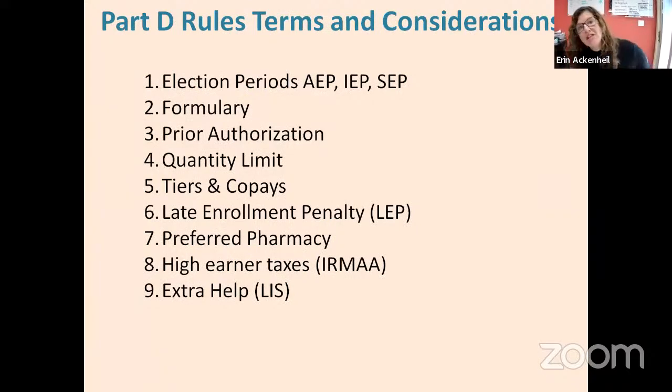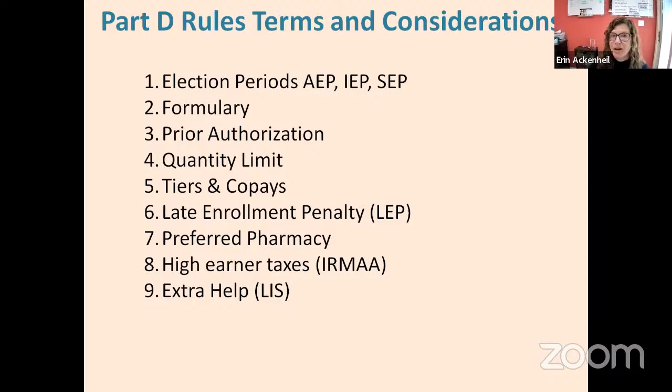Now, there are a few Part D rules, terms, and considerations I want you to think about. So this is your top 9 checklist that you want to become familiar with. If you find you need help getting more information on how these things work, you can always contact me. But there are a few things that I think you're going to want to know about. Your quick checklist: what are the election periods associated with Part D prescription drug coverage?